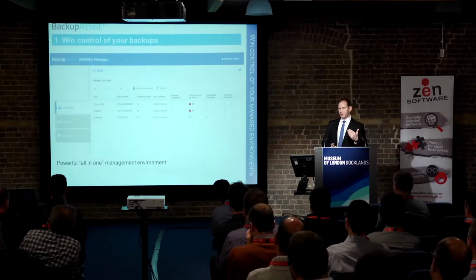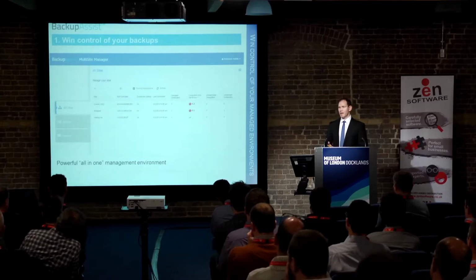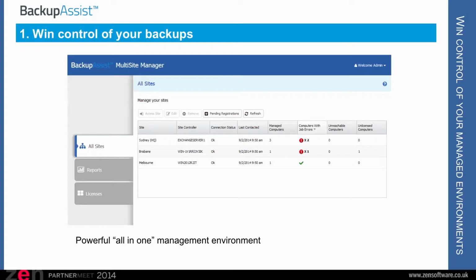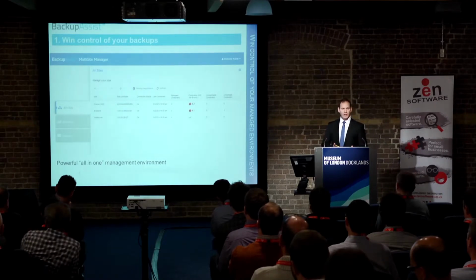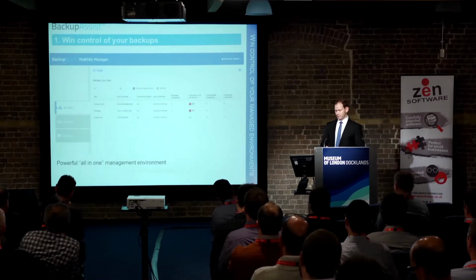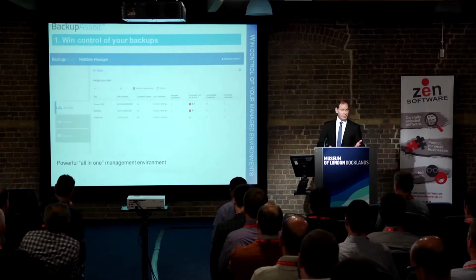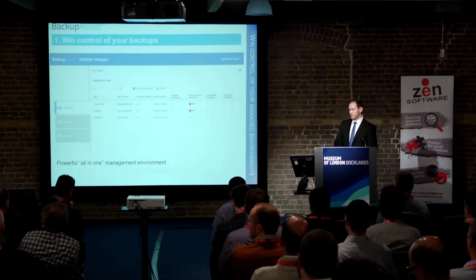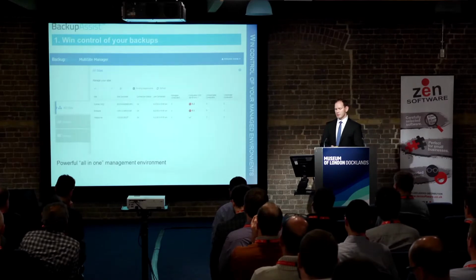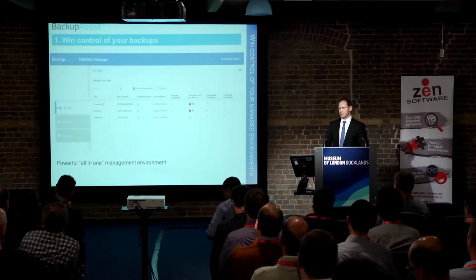Now, the control comes from the multi-site manager being an all-in-one management environment. Here we can see the all sites screen, where you get an overview of all the sites that are being managed, and you can see details like the number of machines being managed, and also details about what's going on in the environment that you need to take a look at, like the number of computers with job issues, number of unreachable machines, and number of unlicensed machines. You can also from this screen view reports across all sites and all computers, and view licenses across all sites and all computers. Or you can drill down into the site and see the same details when filtered by a particular site.